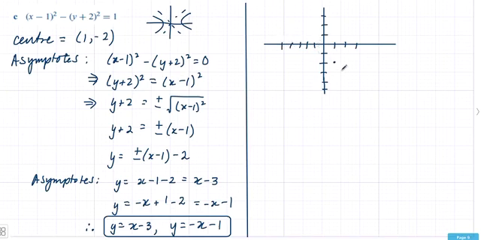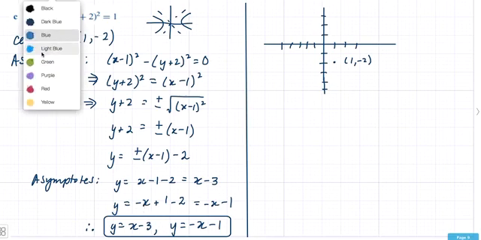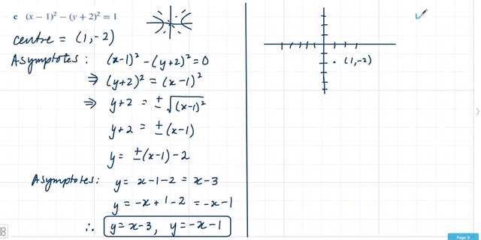What that means is that the lines which create our asymptotes are going to intersect here, at 1, minus 2. So we really have to think about these two lines. This is y equals x minus 3, and I'll color code these, this is going to be light blue. It has a y-intercept at minus 3, and when y equals 0, x equals 3. So it's this straight line here. That's y equals x minus 3.